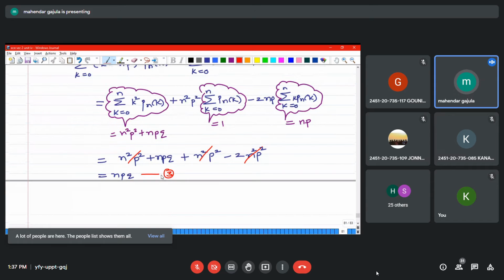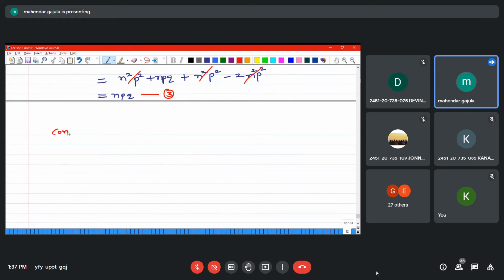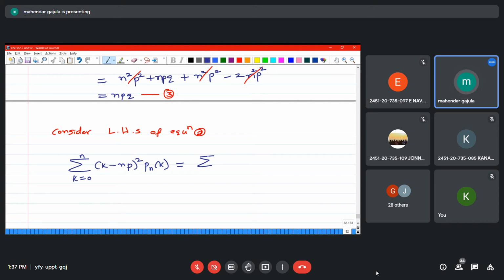Let us again consider the LHS. We are going to write the LHS of equation 2 in another way. Consider the LHS of equation 2 again. This time I am going to split the summation over k equal to 0 to n of (k minus np) whole square p n k into two intervals. One is |k minus np| less than n epsilon, (k minus np) whole square p n k. Second one, |k minus np| greater than or equal to n epsilon, (k minus np) whole square p n k.